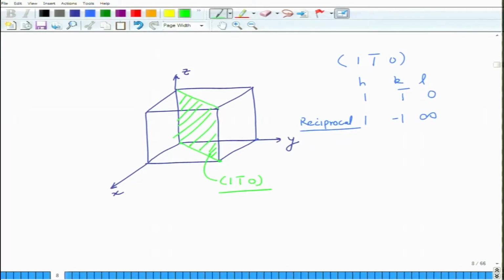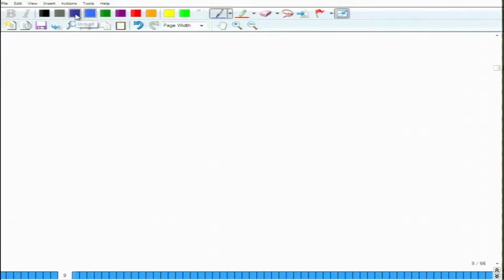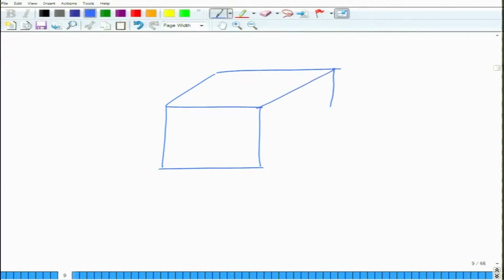You can do an exercise at home. I will now do one last demonstration to help you with how to find the indices. I draw a unit cell. Now, let us say I draw a random plane. So, I connect this point and this point.